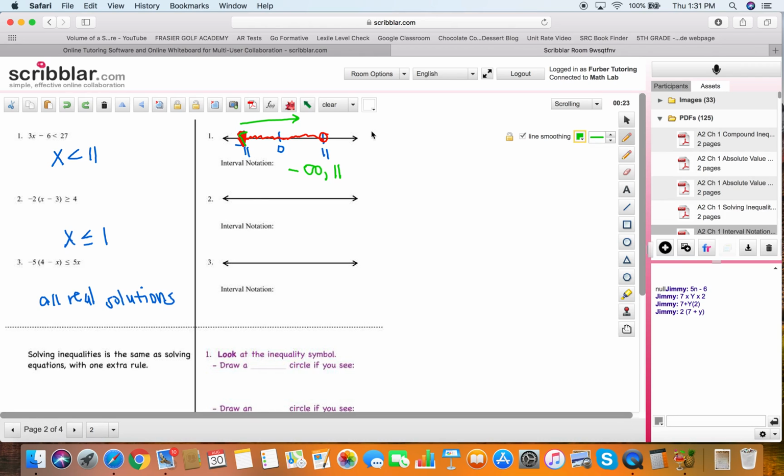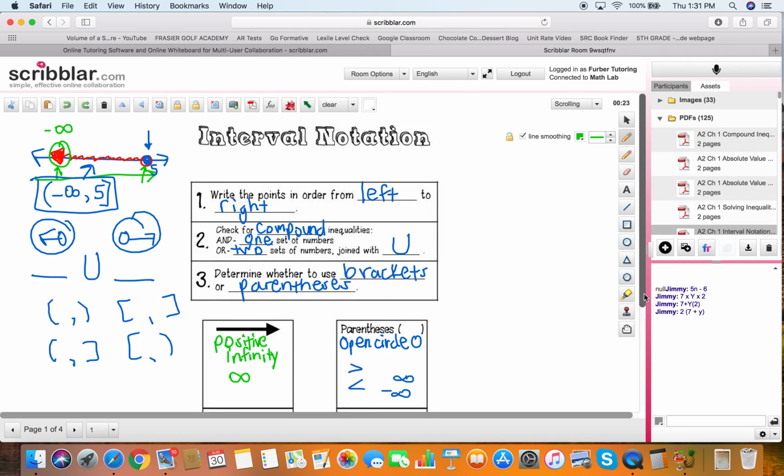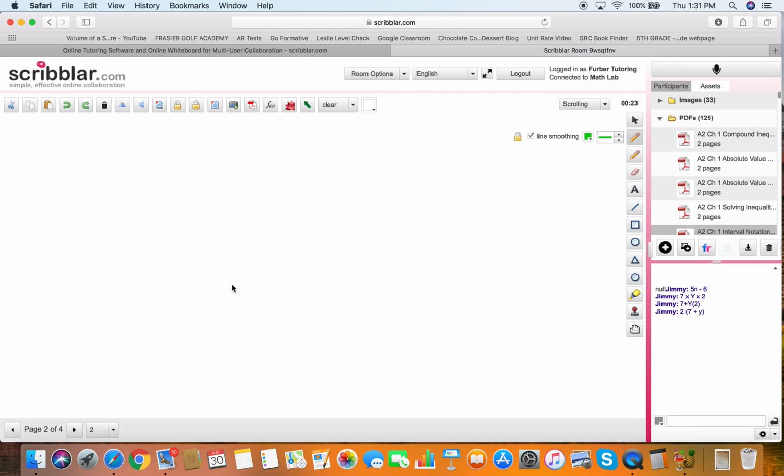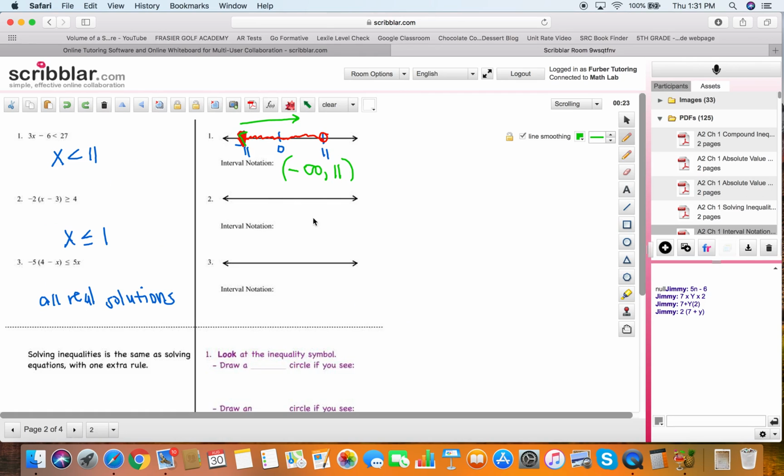Infinity is always using parentheses, and then the open circle, if you need to go back and look, an open circle is also listed with parentheses. So I'm going to put parentheses on both sides, and inside I'm going to have the coordinates -infinity, 11. And that's it. That's the interval notation for this inequality.